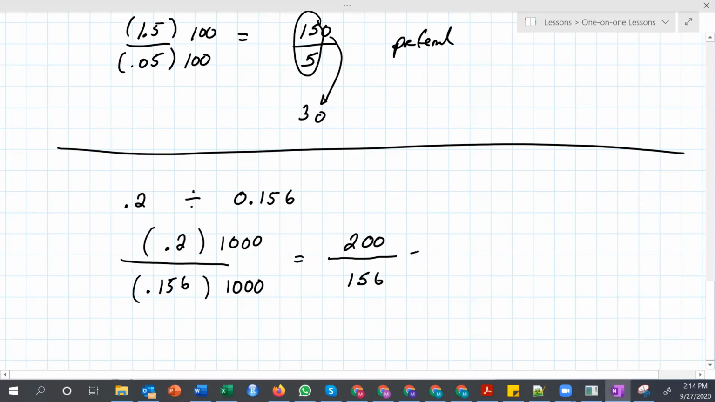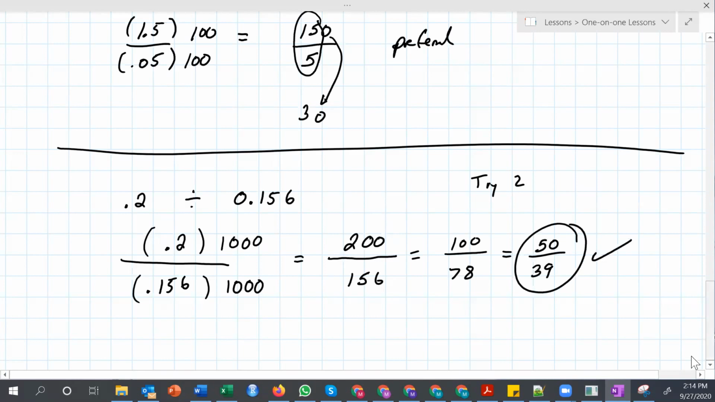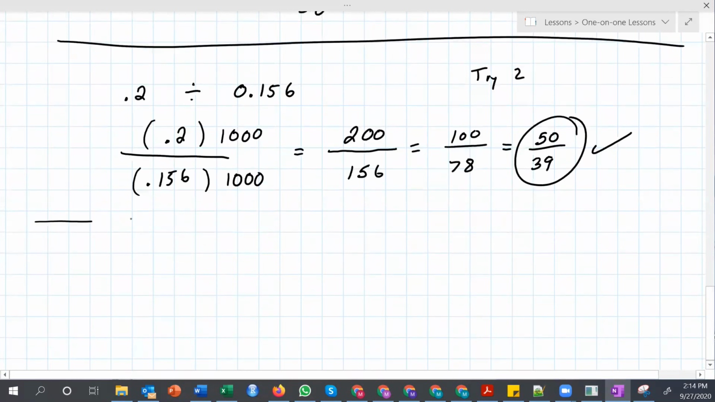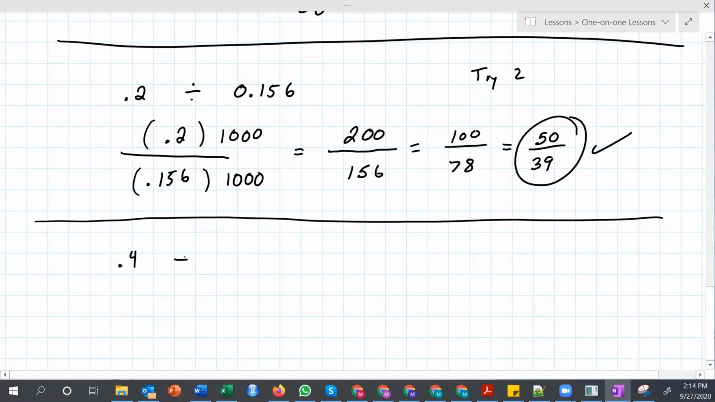Okay, so here, this is a great example of how you have to divide the top and bottom by the same number. Like try 2 when they're both even. So that gives you 100 over 78. Try 2 again. 50 over 39. Yeah, that's exactly what I was just thinking. Excellent. Okay. Gotta divide it in half. So I'm going to leave this example up, but I want you to try another one here. 0.4 divided by 0.32.